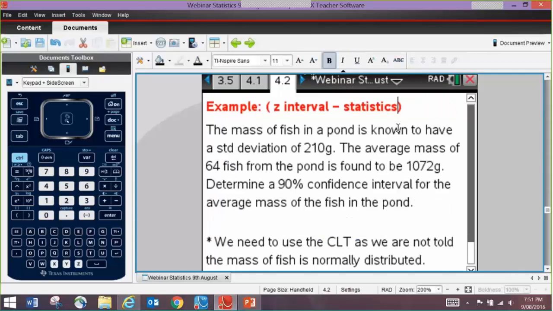So I've got here an example of the mass of fish in a pond, a typical type of exam question that comes up. We've got a standard deviation of 210 grams, the average mass of 64 fish, so we know how many are in the sample, is found to be 1,072 grams. Determine a 90% confidence interval. One of the things that would be asked in this type of question is what assumptions do you have to make? One of them would be that we'd have to assume we can use the central limit theorem because we're not told that the fish were normally distributed.